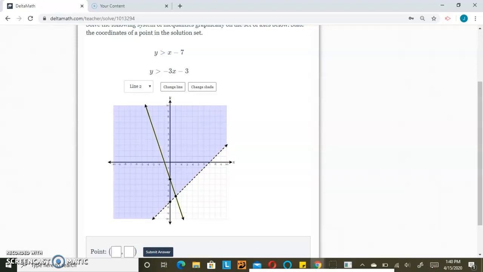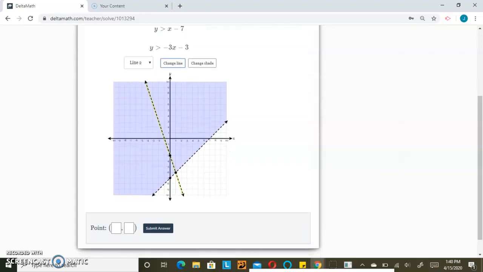I look at my inequality sign. It does not have an equal to bar, so I have to change my line to a dotted line. And I also have greater than, so above this line is going to be over here in this region. So if I change shade, that would be below. I'm going to change it again so it's above. So this huge region here is the region of my solution.